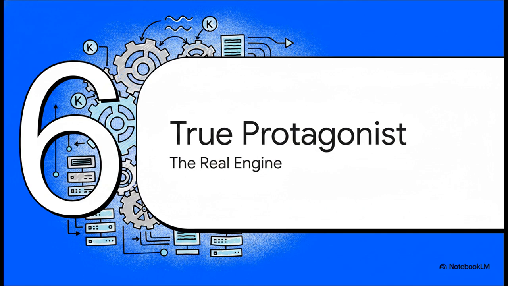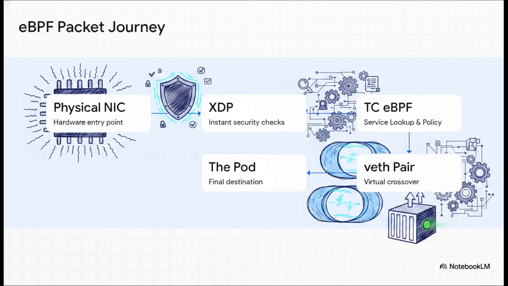Section 6. The True Network Protagonist. Let's pull all of this together to reveal the true hero of the story, the real engine making your infrastructure hum. This is the modern, highly optimized packet journey. It goes from the physical NIC directly to the XDP hook for an instant security check, then into the TC eBPF hook where service lookups and complex policies are resolved instantly via map lookups, straight through the virtual Ethernet pair and right into your pod. This totally streamlined path proves exactly why massive, enterprise-scale Kubernetes platforms are rapidly abandoning legacy systems and moving to a zero iptables architecture. It's faster, it's way more secure, and it's infinitely more scalable.